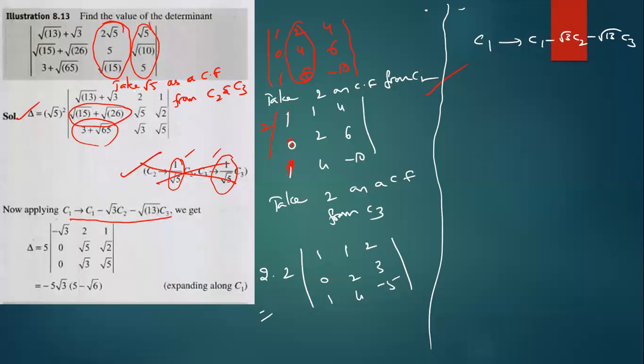C1, root 13 is there. See, root 13 plus root 3 is there. So what are the cases coming here? C1 minus, see carefully. We are focusing only on columns, sir. C2 and C3. What is C2? 2. C3, 1 is there. Once again, I'm writing, see carefully. Root 13 is there, plus root 3 is there. 2, 1.